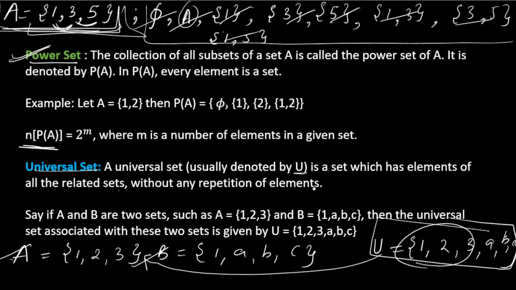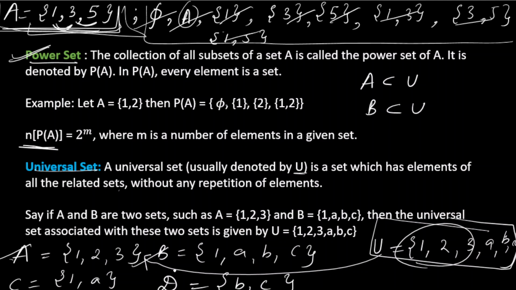Also you have to remember, if any set is a universal set, then other small sets will be subsets of this set. So here A is a subset of the universal set, B is also a subset of the universal set. I can take many other sets from this one. I can take set C also, 1, a. I can take some set D also, b, c. So like this, many sets can be taken from this universal set.